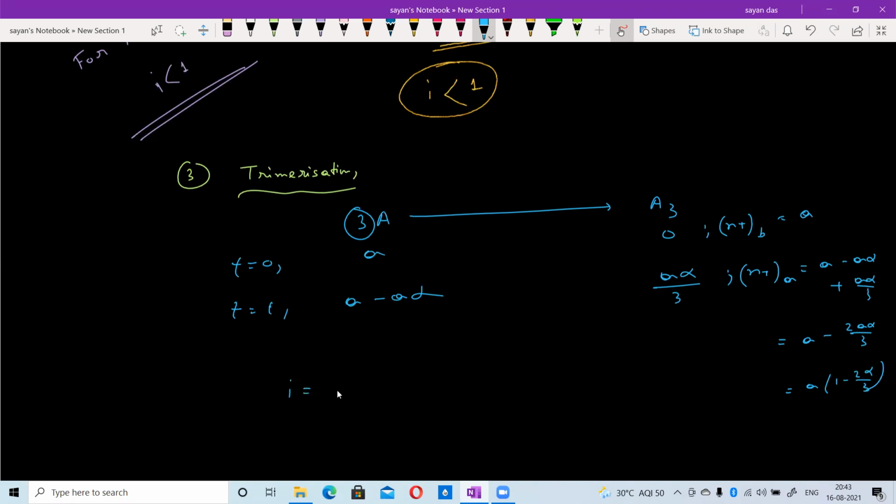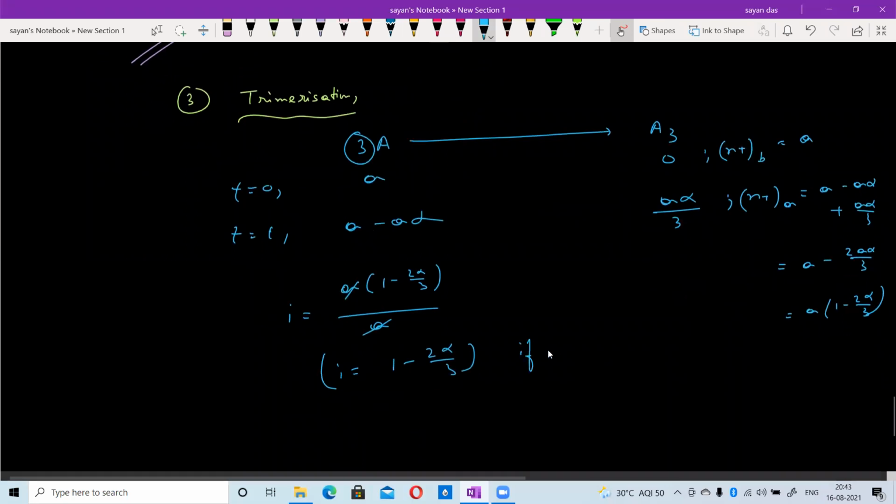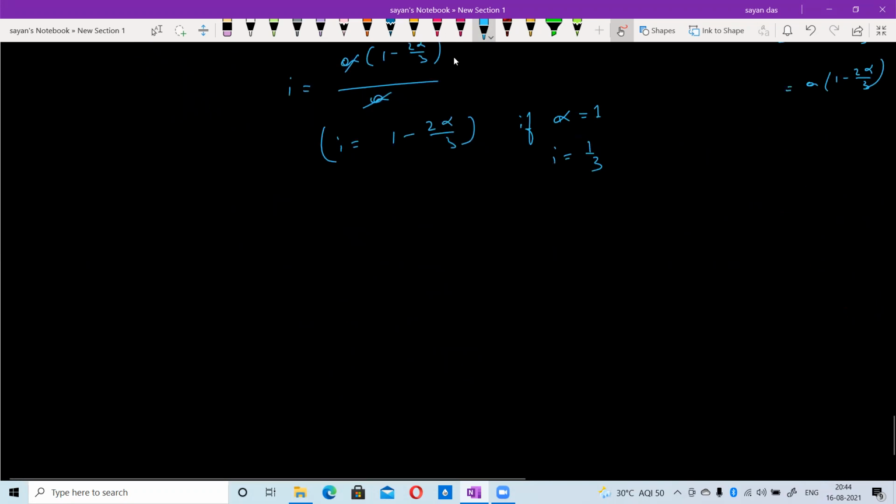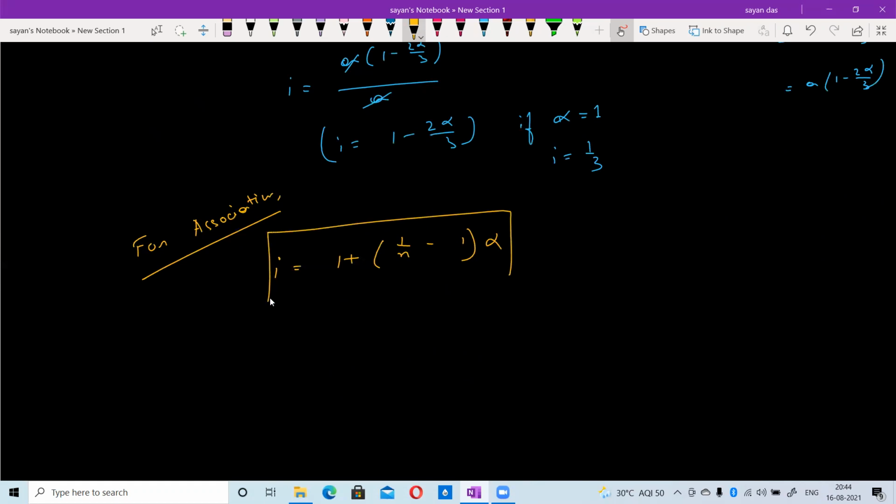Okay. Now what will be the I value? After getting it, I value becomes 1 minus 2 alpha by 3. Okay. Now if alpha equals 1, you can write I value is 1 by 3. Okay. So for the association case, the equation becomes I equals 1 plus 1 by n alpha. That is for association.